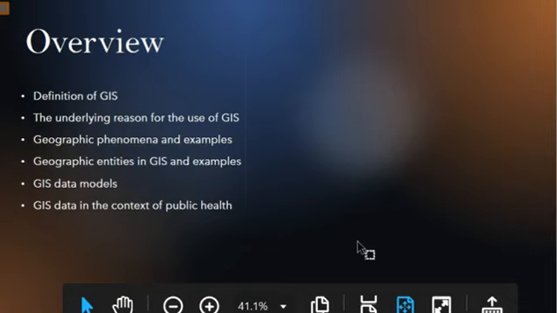Here is what we will cover with this presentation. First, we will discuss the definition of GIS, then the underlying reason for the use of GIS, what is geographic phenomena, and give examples, geographic entities in GIS, and give examples, GIS data models, and GIS data in the context of public health.